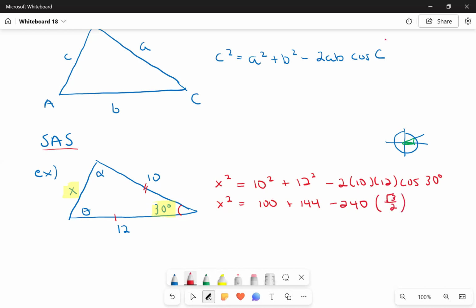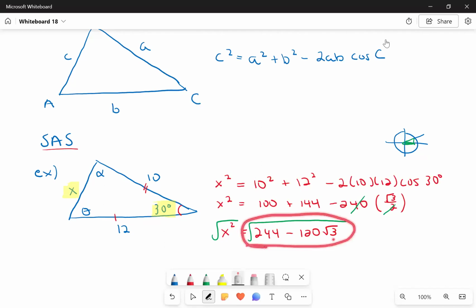Okay, so let's do some simplifying. This ends up being x squared equals 244 minus, the 240 and the 2 reduce, so that'll be 120 times the square root of 3. To solve for x, I need to take the square root of both sides. So I'm going to plug the right side into the calculator. This is what I'm going to plug into the calculator, and I'll solve for x.